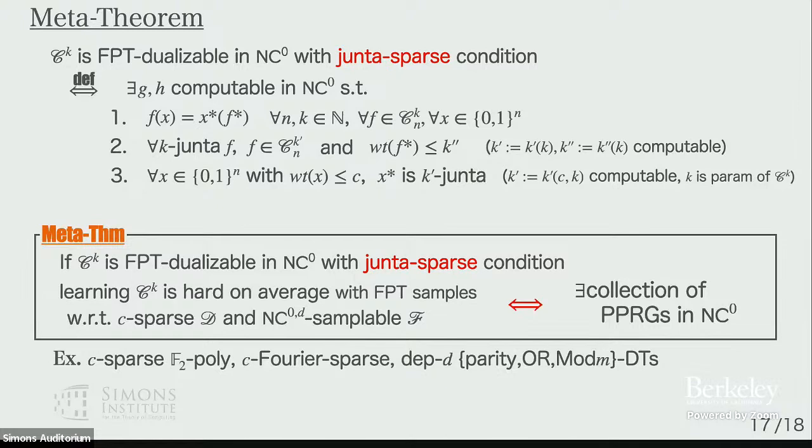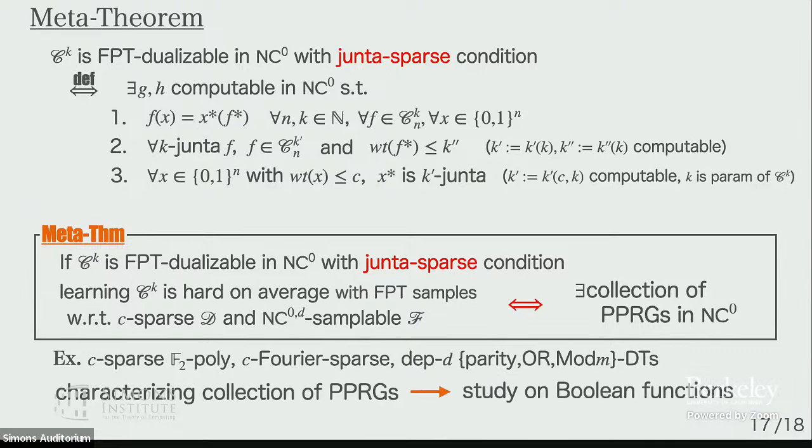And the importance of this Meta-Theorem is that by using it, we can reduce the task of characterizing the collection of PPRGs to just a study on representation of Boolean functions, because finding or verifying dualization with Funta sparse condition for some class is really a puzzle-like problem on the representation of Boolean functions. So if you have your favorite class, and you can solve this puzzle problem, then we can obtain a dichotomy between PPRGs in NC0 and learnability for your favorite class. And actually, to show this, you do not need anything about learning or pseudorandomness.